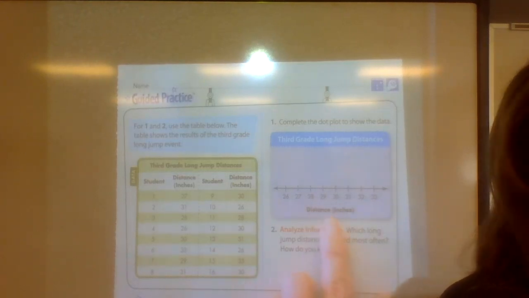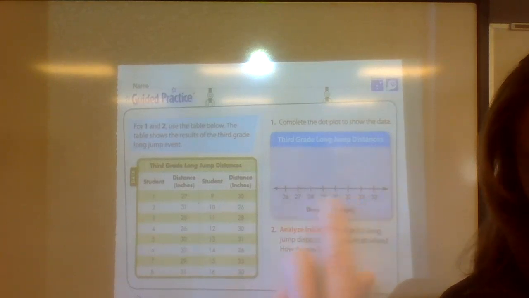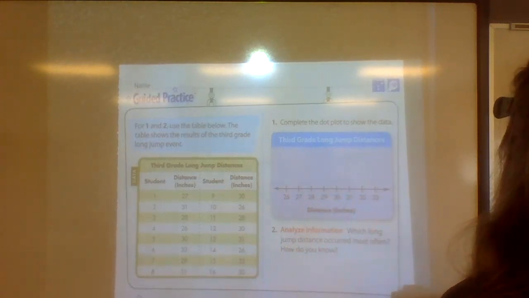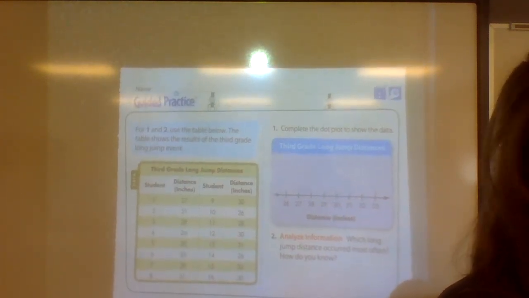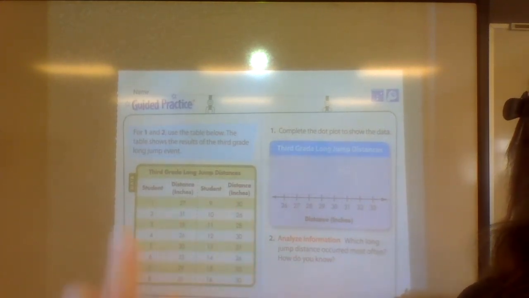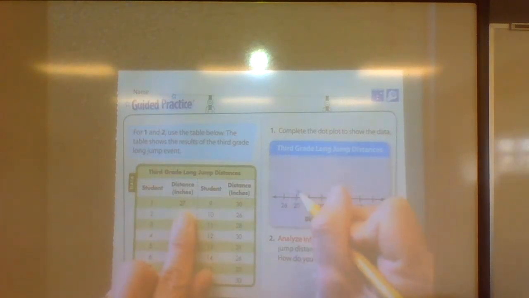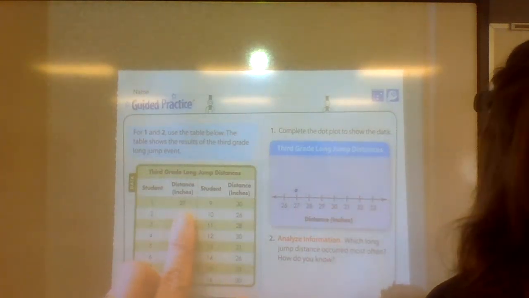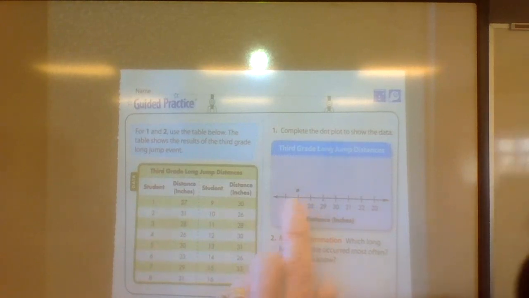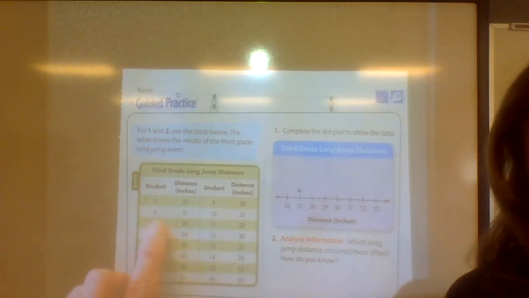And you can look at our dot plot here. It says distance in inches, so it's showing 26, 27, 28, 29. That's the inches, the data of how far they jumped. So we're going to complete the dot plot based on this data. So student 1 jumped 27 inches. So I'm going to put a dot at 27 inches. See, under the 27, right? And then when I finish that, I'm going to check it off, or cross it out, just so that I know I've plotted that.